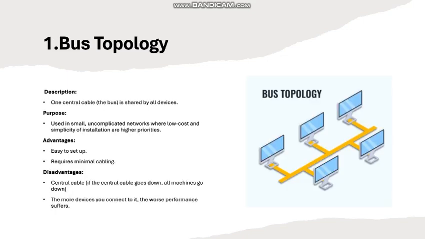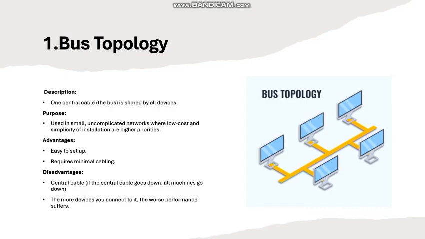First one is bus topology. Description: one central cable, the bus, is shared by all devices. Purpose: used in small, uncomplicated networks where low cost and simplicity of installation are higher priorities. Advantages: it is easy to set up and requires minimal cabling.